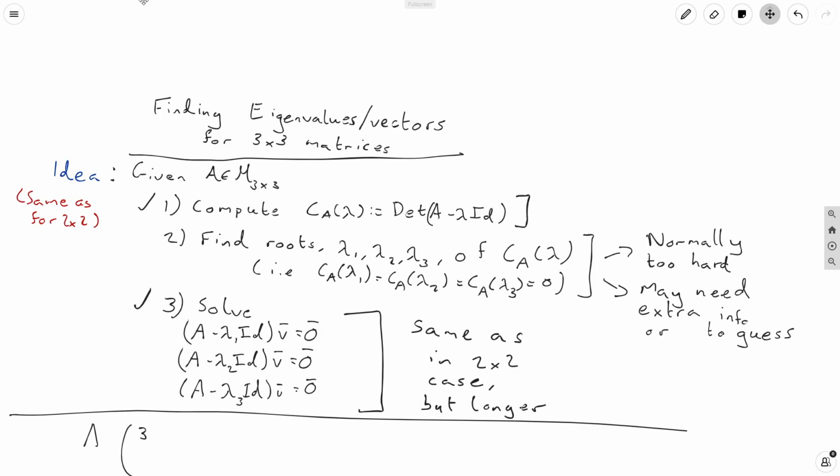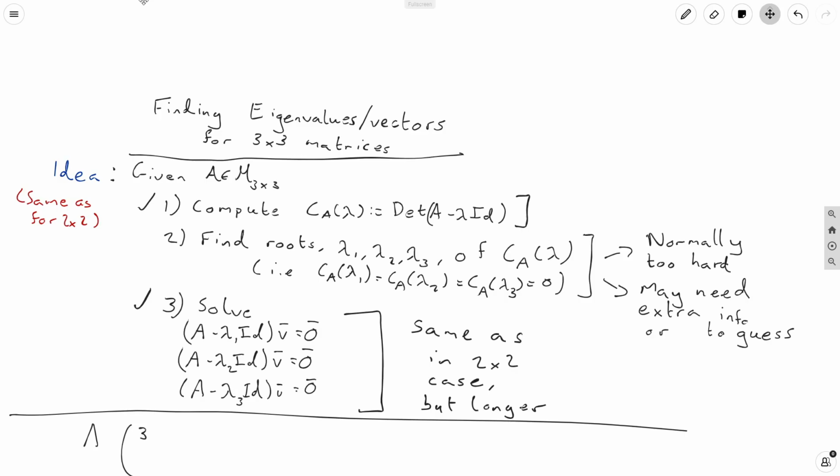This time we'll be talking about finding the eigenvalues and eigenvectors for 3x3 matrices. Now the idea for doing this is roughly speaking the same thing as for the 2x2 matrices, except we're going to see that some of the steps are a little more difficult. Now let's just reiterate what the idea is on how we find eigenvalues in general. And it goes like this.